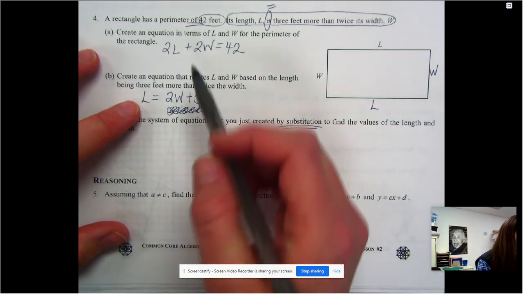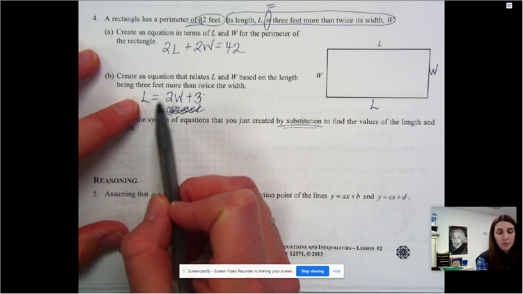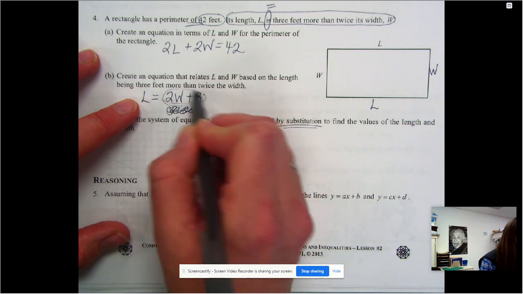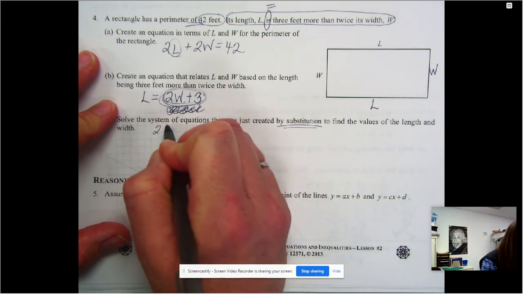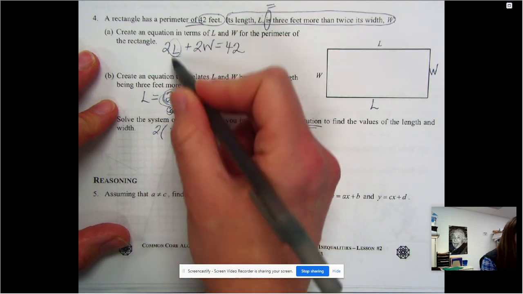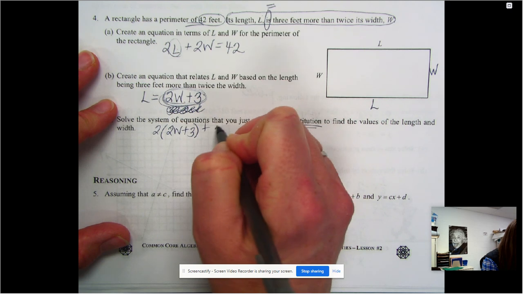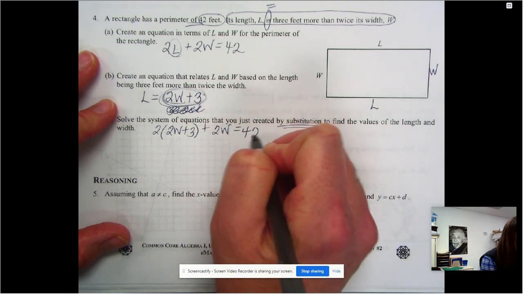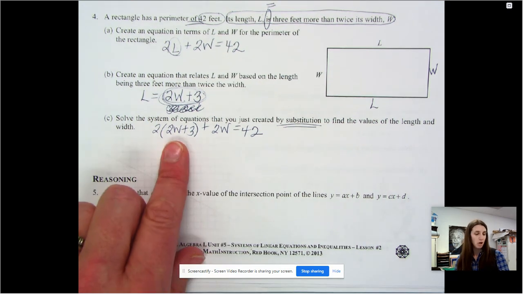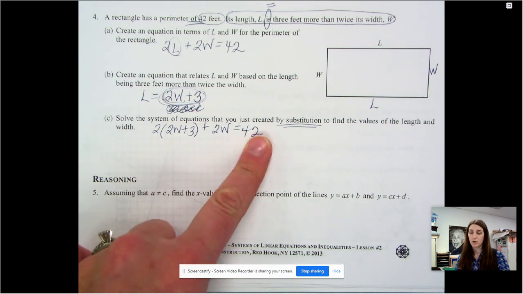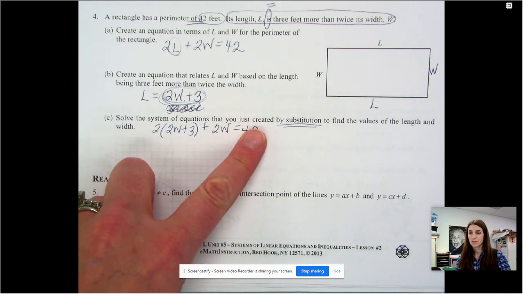I'm looking at the two equations, and I see that this equation has L all alone on one side. So I'm going to take 2W plus 3 and plug it in here for L. So we'll have 2 times, instead of L, I'm replacing it with (2W plus 3), plus 2W equals 42. Looking at my new equation, the purpose was to get one variable instead of 2 different variables. So now I have all W's.